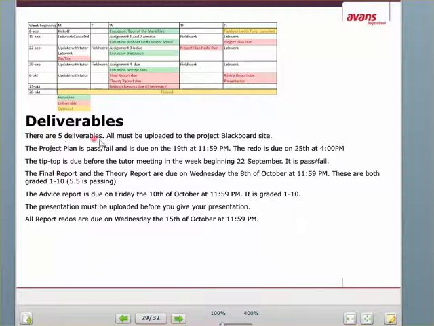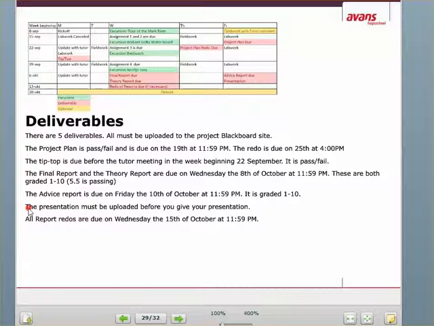Deliverables. There are 5 deliverables, and all must be uploaded to the project Blackboard site. The project plan is the first one, due on the 19th, and the redo on the 25th. The tip-top is in the tutor meeting of the 22nd. It's also pass-fail. The final report and theory are due on Wednesday. They are both graded, and 5.5 is the minimum for a pass. You must pass everything. The advice report is due on Friday. It's also graded 1 through 10, 5.5 being a pass. And the presentations must also be uploaded.